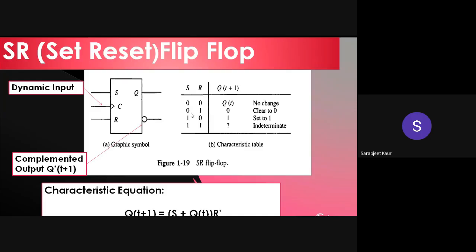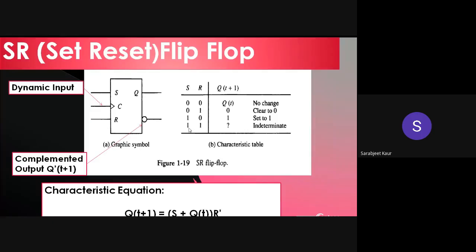So basically, what is happening when we give 0 to S and 1 to R is that, irrespective of the contents of the flip-flop and irrespective of the previous output, I am going to get a 0. So this is equivalent to clearing the flip-flop to 0. Is this clear? Yes, ma'am. And similarly, when I feed in a 1 to S and 0 to R, then this flip-flop is going to give me a 1 as the output. So this is also sometimes known as resetting or setting the flip-flop. Is this clear? Yes, ma'am.